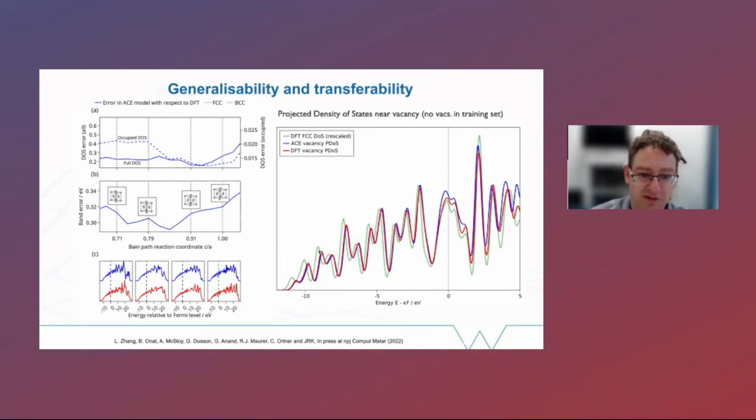So green here is the original FCC density of states without any defects. We predicted the density of states for a vacancy in blue, and we also checked it with DFT directly in red. And you can see up to the Fermi level, it's pretty well reproduced.